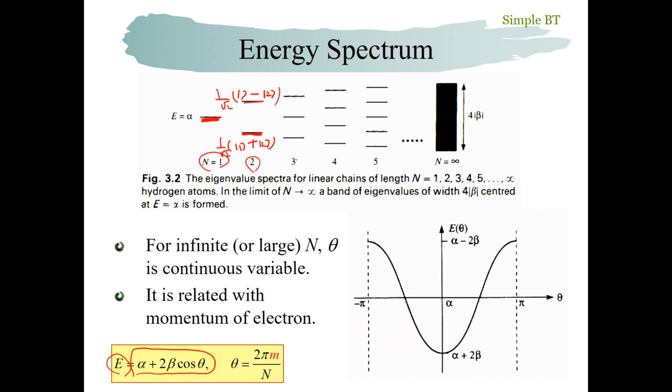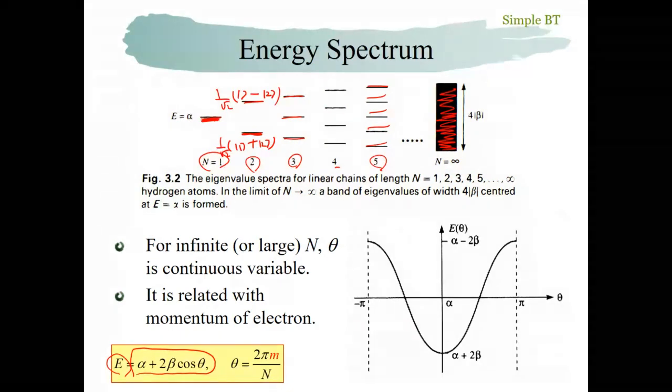And let's think about it. What happens if we have three atoms? The number of energy states must be three. And for 4, 5, the number of states is the same as the number of atoms. And if we think about the infinite case, we have a continuous energy state, right? So that's the meaning of this result.